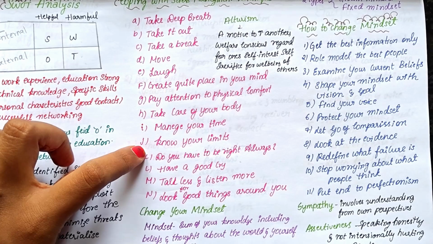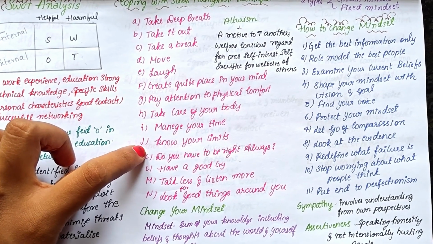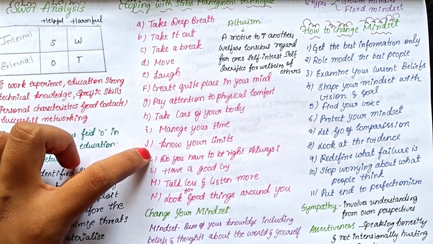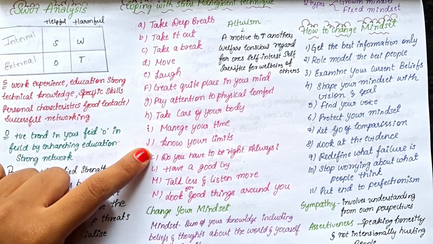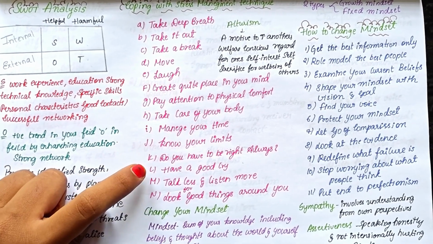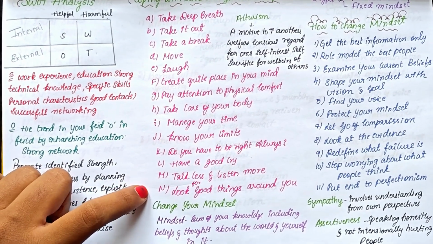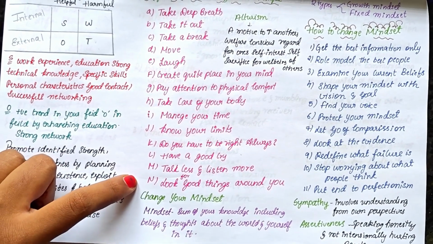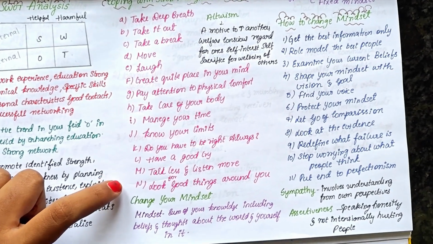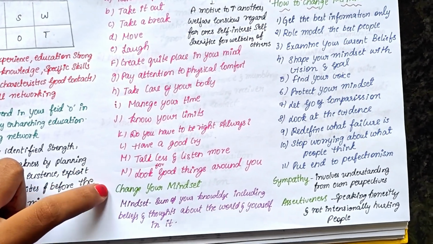You don't have to be right always. Sometimes it's okay to make mistakes and also to learn from the mistakes. Have a good cry, talk less, and listen more. Look for good things around you. What are the aspects you can involve in changing your mindset?